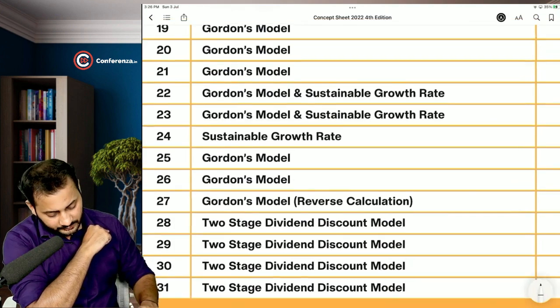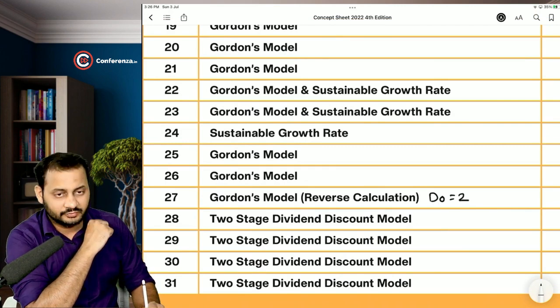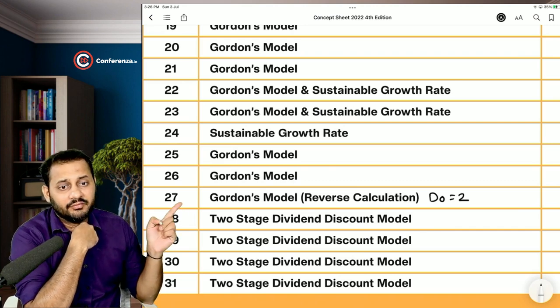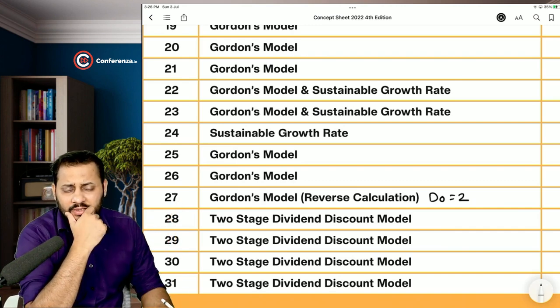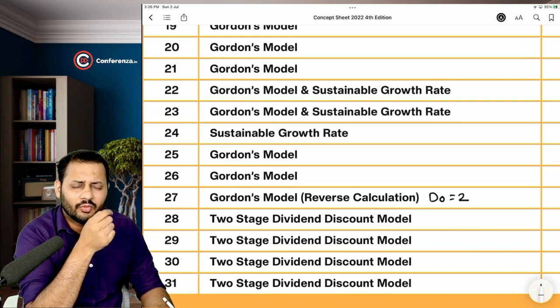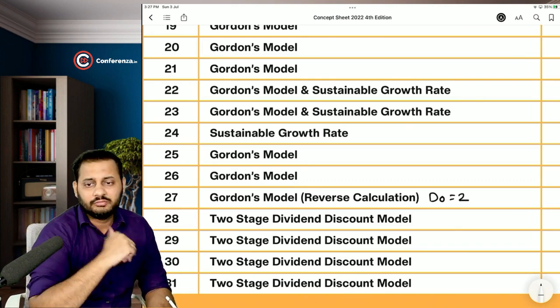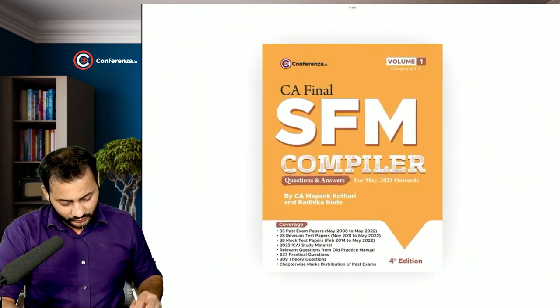So if you want, just write down here D0 is equal to 2, where you calculated the dividend for the base year as 2. Why I'm asking you to write it down is that if you are smart enough, you will be able to recollect the entire question just by reading D0 is equal to 2. Let's go. So now I will tell you about the two-stage dividend discount model.